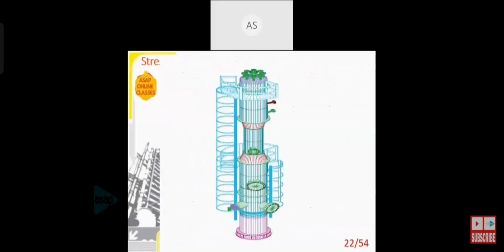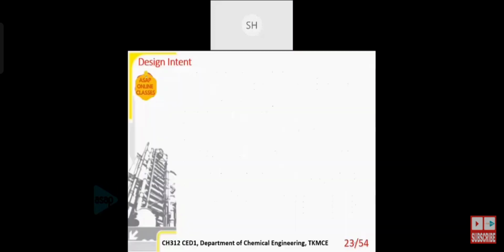So this is the typical picture of a tall vessel. As I mentioned, this is a ladder. So it is an eccentric. So apart from the basic structure of the tall vessel, there are ladders, then platforms, etc. in between. So these are openings for pipelines. So pipelines may be there in between. So all these are called as the eccentric loads.